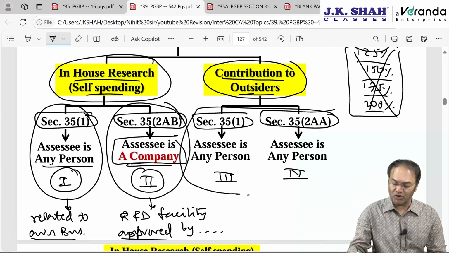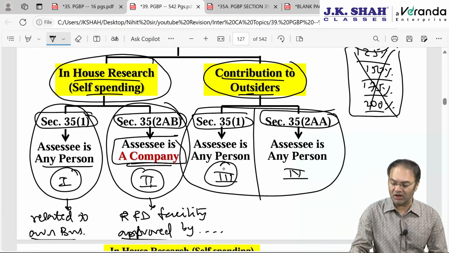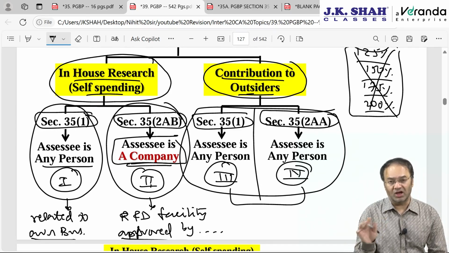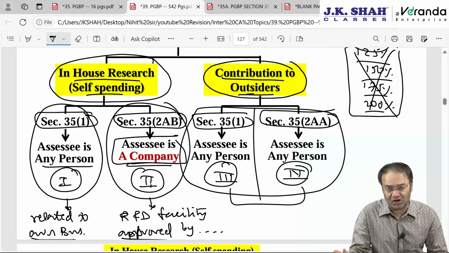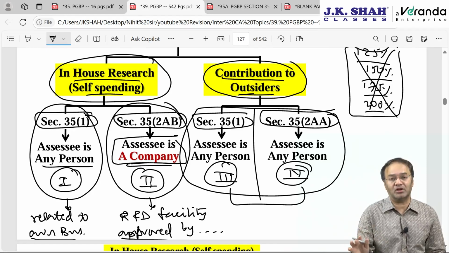And when they are contributing to outsiders, here categories 3 and 4 are both to be merged now. It doesn't matter whether it is category 3 or category 4, because in both places, once upon a time, a different percentage of deduction was allowable. Now it is the same 100%, so it doesn't matter.